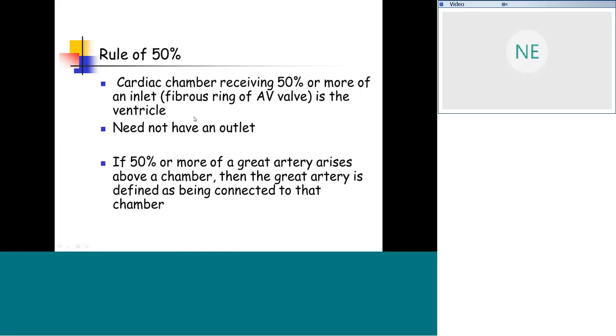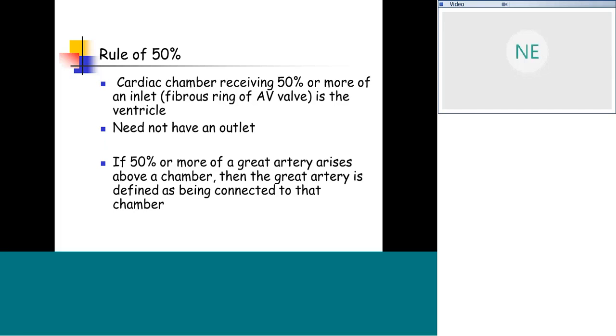There is a rule of handedness which we saw, and then the second rule is the rule of 50%. It says that the cardiac chamber which receives 50% or more of an inlet is defined as a ventricle. So now it says that you do not need an outlet. It needs 50% or more of an inlet.